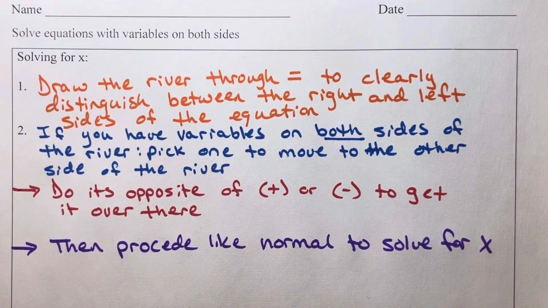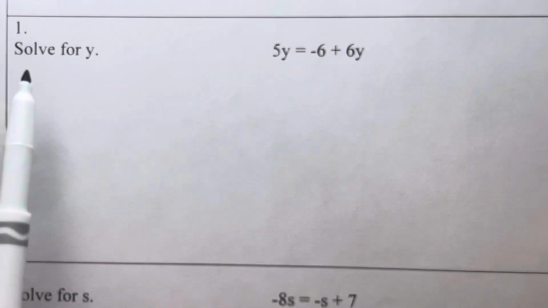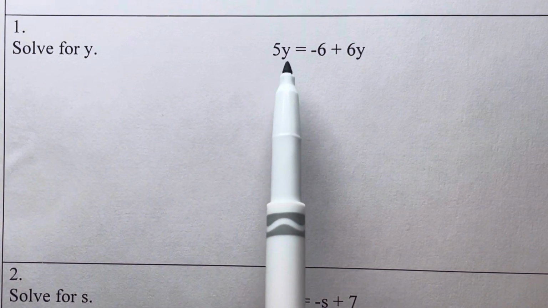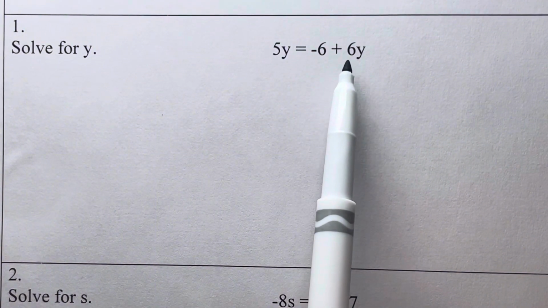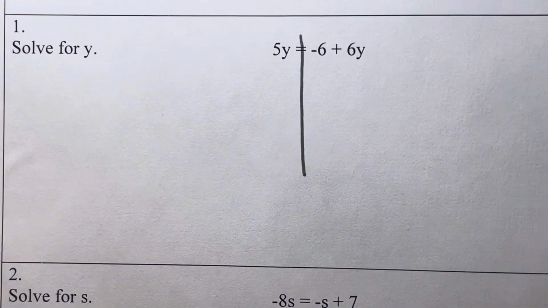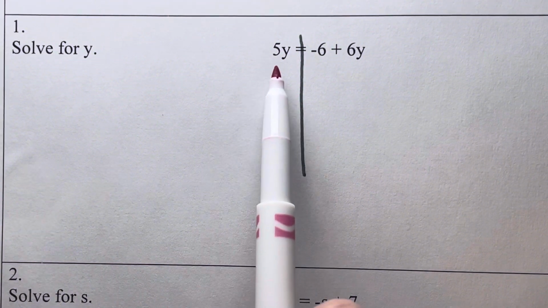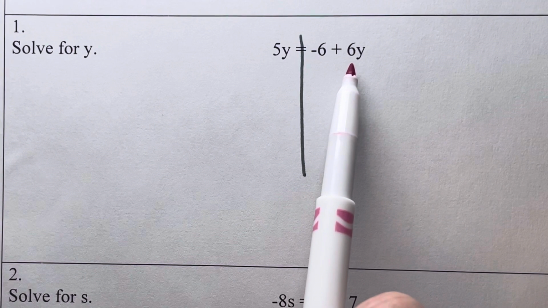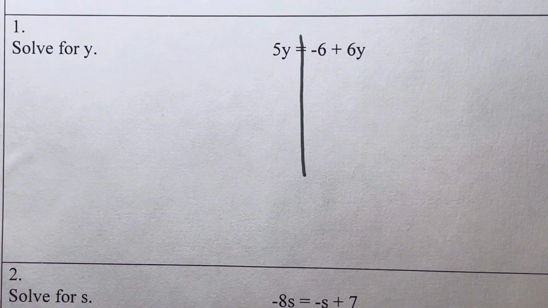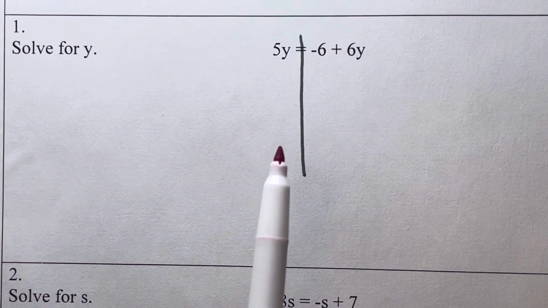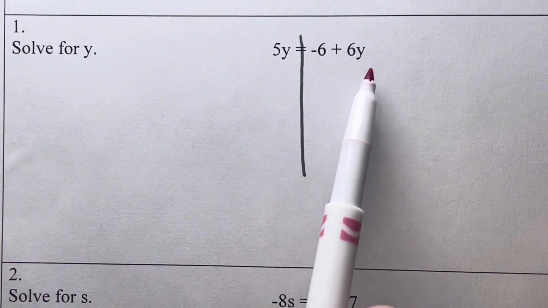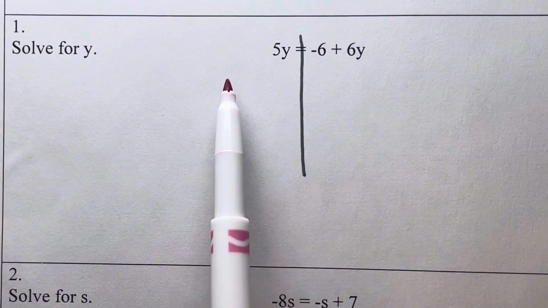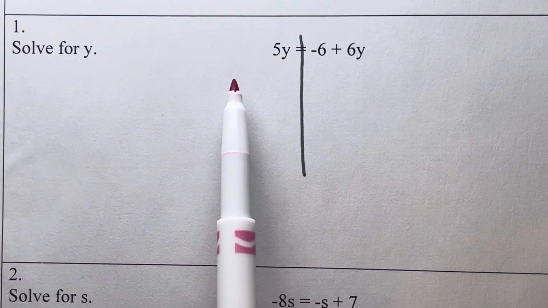So here we go. Example 1. Solve for y, where 5y equals -6 plus 6y. So this is where choice becomes something you get to have. We have 5y on the left side of the river and 6y on the right side of the river. And we need to pick one to move to the other side of the river. Either 5y has to go to the right or 6y has to go to the left.